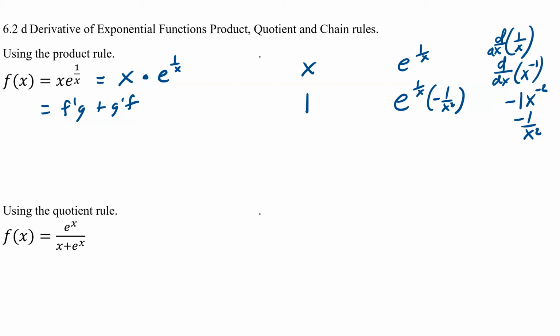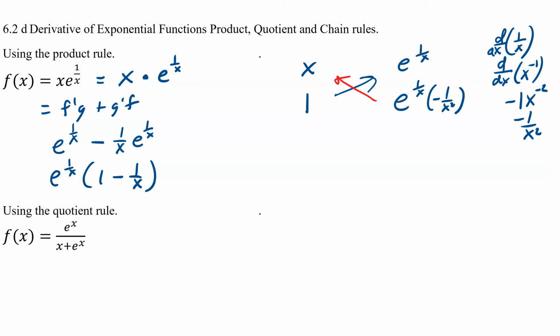Okay, so now let's plug that in, and it's that little cross multiply. So we end up with e to the 1 over x, and then the second one, these two. So that x is going to cancel one of them, so we end up with minus 1 over x e to the 1 over x. And you can factor that e to the 1 over x out, just like that. And there you have it.